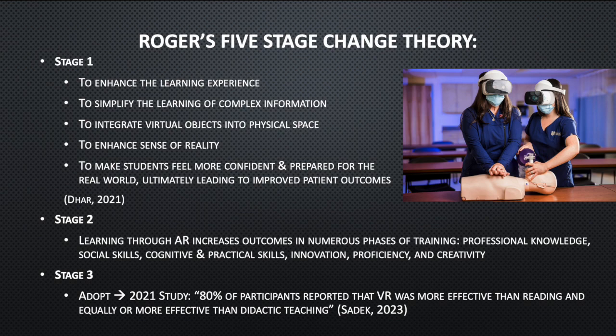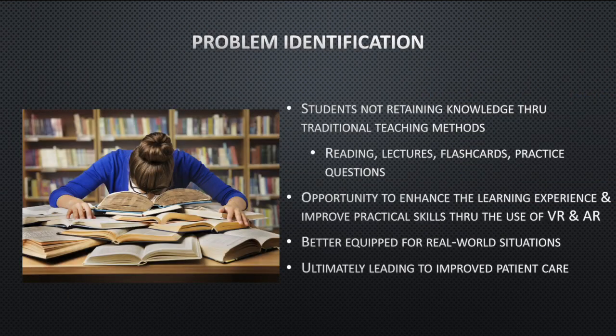Stage two was all about liking and disliking. So once again, learning through AR increases outcomes in numerous phases of training, such as professional knowledge, social skills, cognitive and practical skills, innovation, proficiency, and creativity. Stage three is all about adopting and rejecting. Recent studies showed that 80% of participants reported that VR was more effective than reading and equally or more effective than didactic teaching.